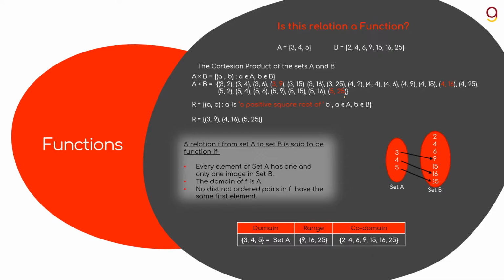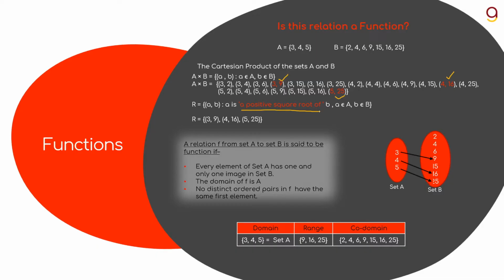Out of these 21 ordered pairs, we see that in these 3 highlighted ordered pairs (3, 9), (4, 16) and (5, 25), the first element is a positive square root of the second element. A positive square root, that's the relation from set A to set B.